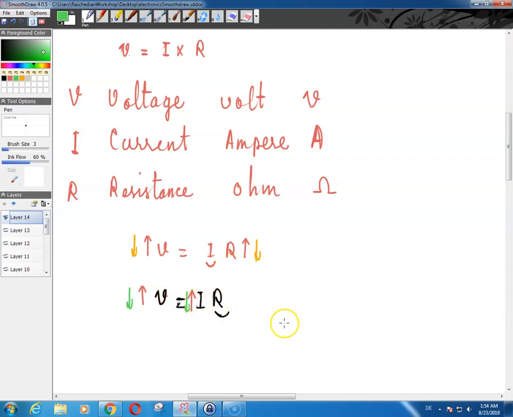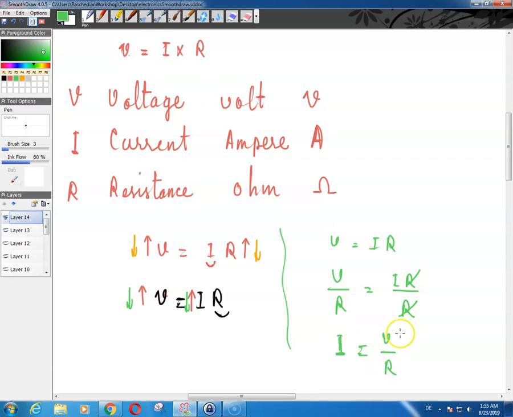Now suppose that V is equal to IR, and then I is equal to V over R, right? If you just divide both sides of this equation by R, V over R is equal to IR over R, and then R and R will cancel out, so I is equal to V over R.